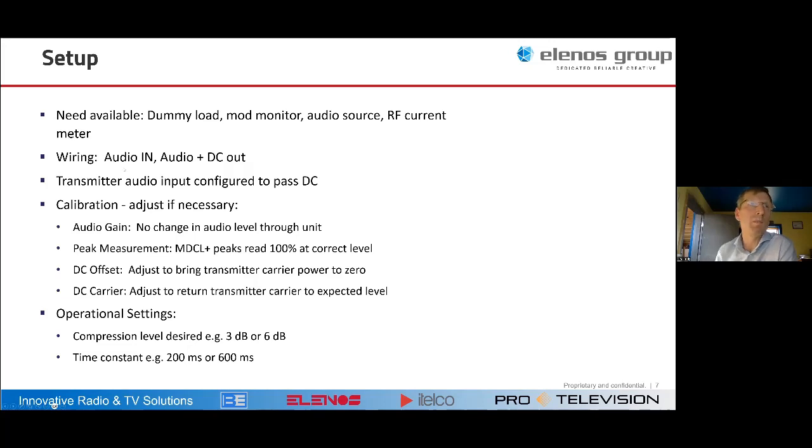The wiring is simple, as I showed before. You just need audio in and audio out, and the unit is going to add that DC component in. The part that depends on your transmitter is configuring it to accept DC on the audio input. If it's a newer one, you're probably just going to have to change a few jumpers in the exciter.